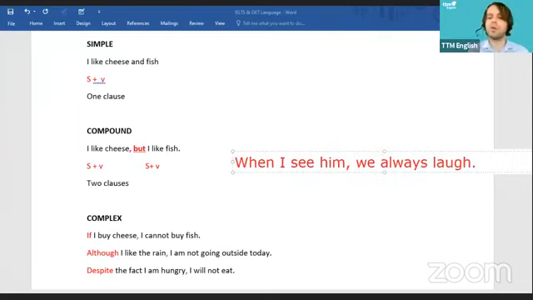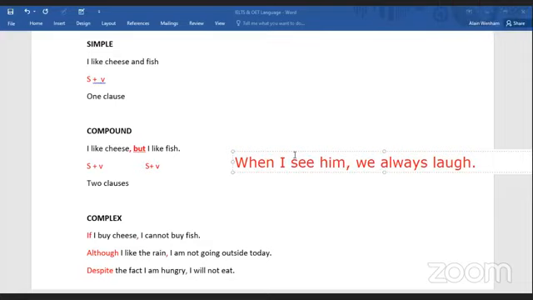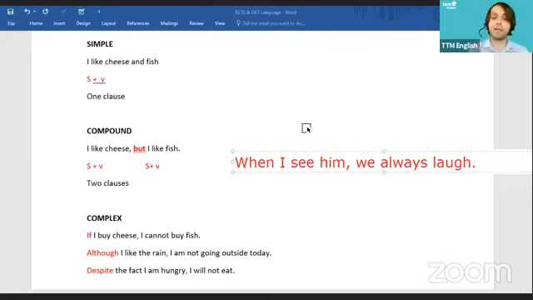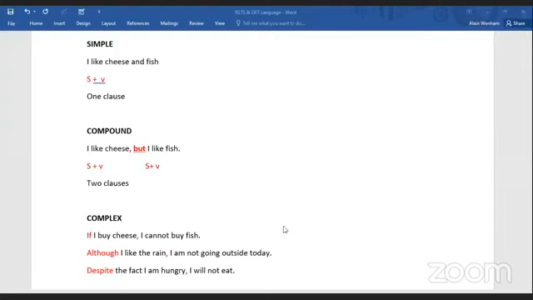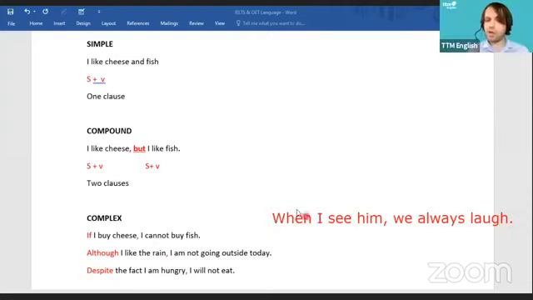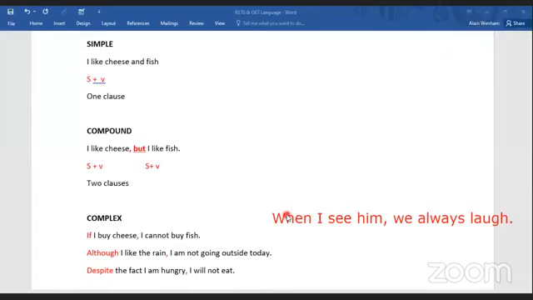Okay, so "When I see him, we always laugh." Complex. It is. Oh, interesting. Why is it complex? Because it's "when I see him." Yeah, because you've got this word at the start, that's the word that joins the two sentences together, isn't it? That's the word that makes the conjunction.